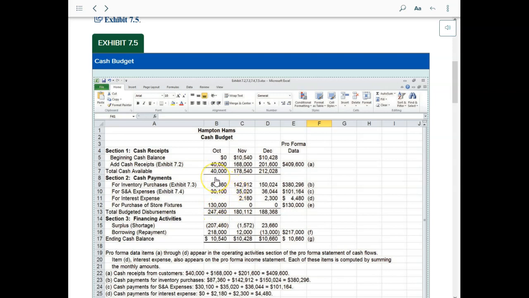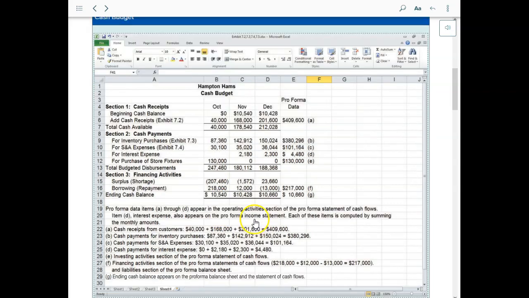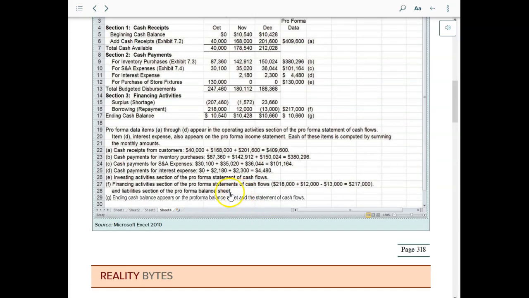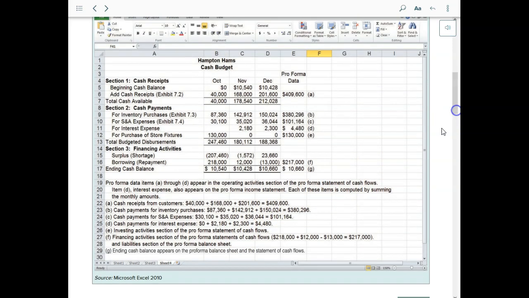We only expect to receive from customers cash of $40,000. We're going to pay out over $247,000. Now, if you go and read the detailed reading about the cash budget, you're going to see that this company expects, or really, they desire to have an ending cash balance of minimum $10,000. Minimum $10,000.